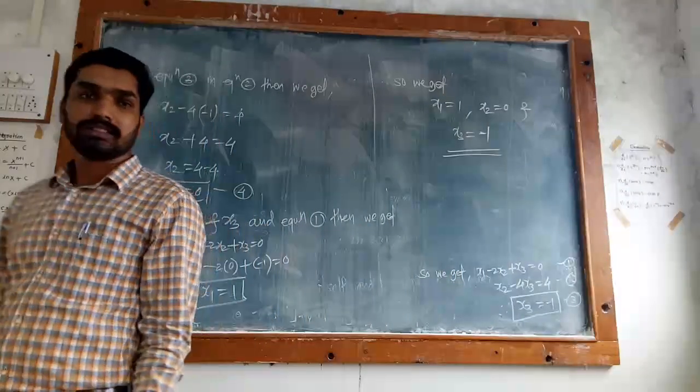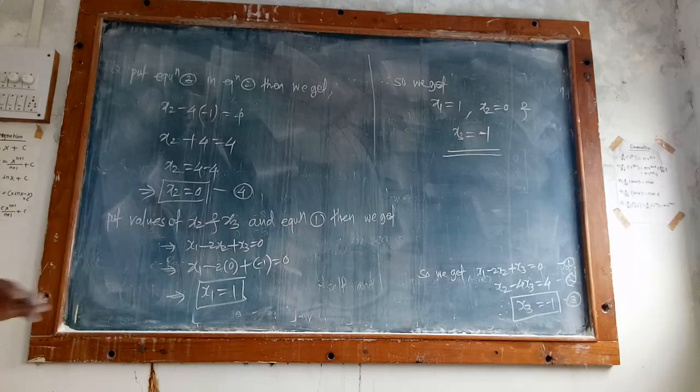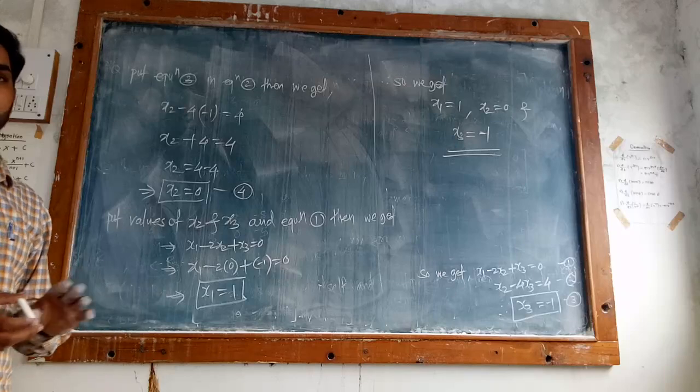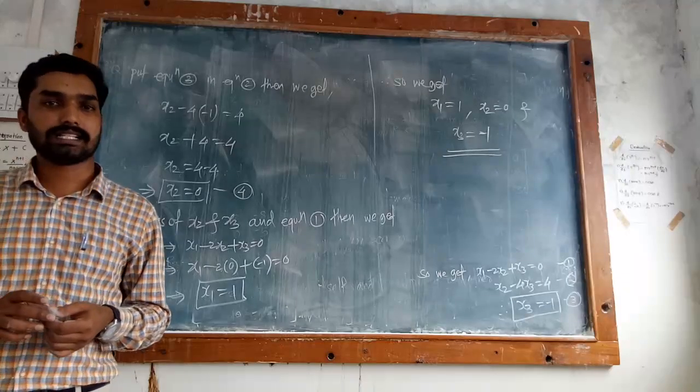So this is your example of a system of linear equations. We have discussed how to solve a system of linear equations by using elementary row transformations. So I hope all parts are understood. The remaining part we will study in the next lecture. Thank you.